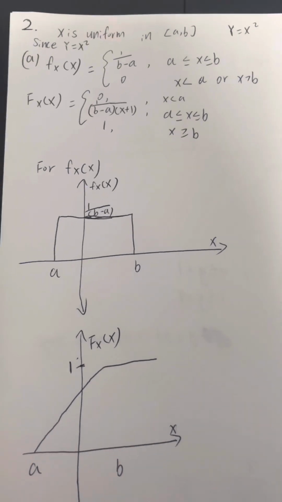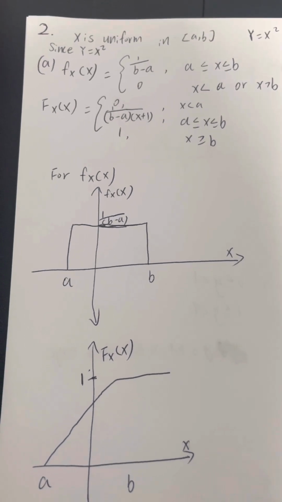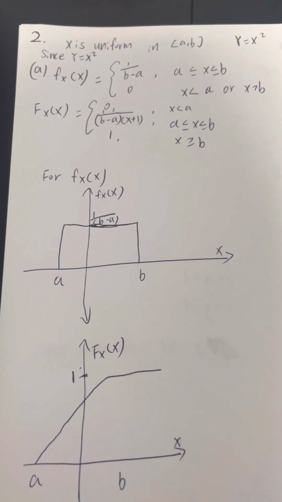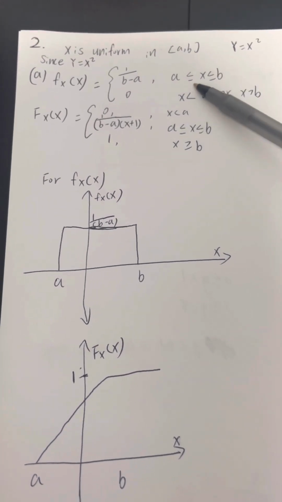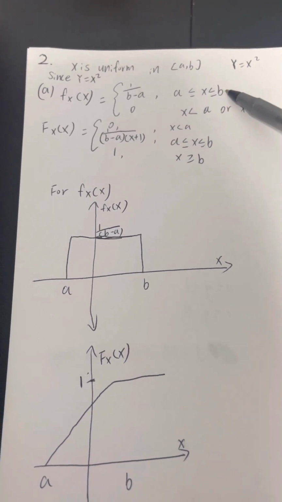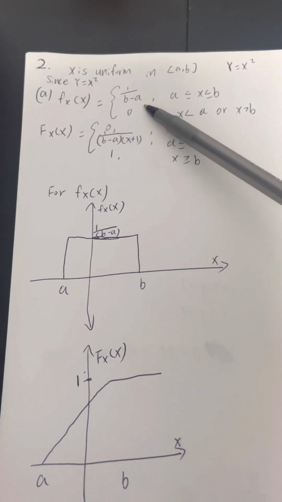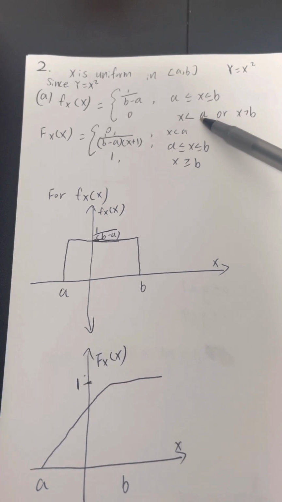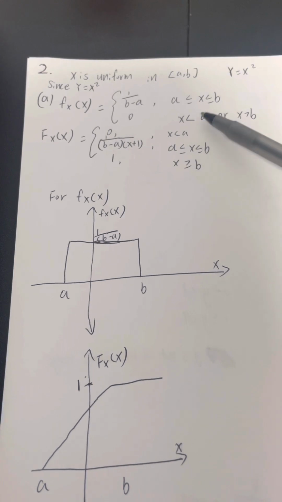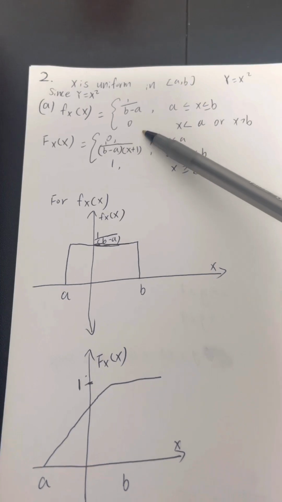In order to solve part A, we know that when x is greater than or equal to a and smaller than or equal to b, you plug in x and you get f_X(x) is equal to 1 over b minus a. And if x is smaller than a or x is greater than b, so it's not in the above range, then you get f_X(x) is equal to 0.